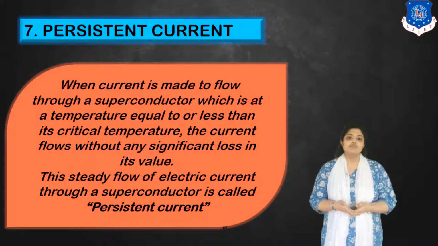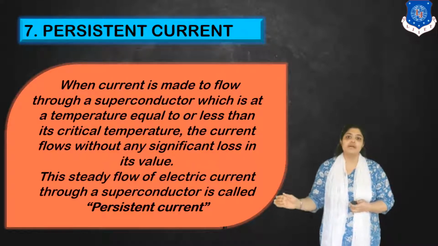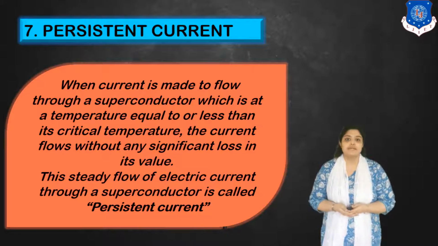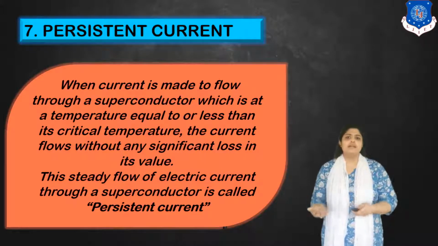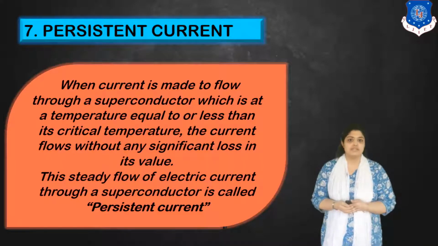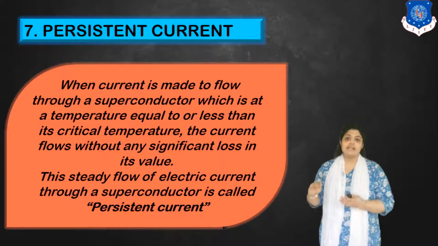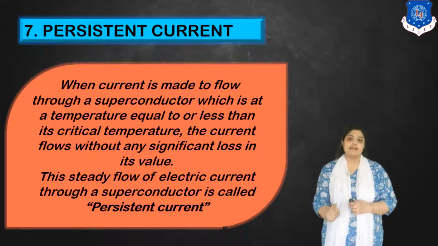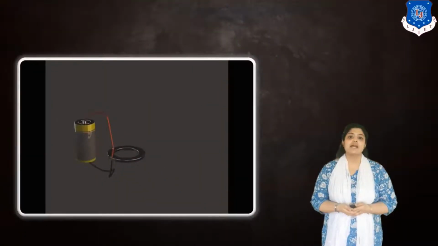When current is made to flow through a superconductor which is at a temperature equal to or less than the critical temperature, it is observed that the current will flow without any significant loss. This steady flow of current through a superconductor is known as persistent current. Now, why does current flow without significant loss? Because superconductors do not have resistance. The electrons can move easily and will not collide with the atoms, and that is the reason there is no significant loss. Let's see exactly what persistent current is.